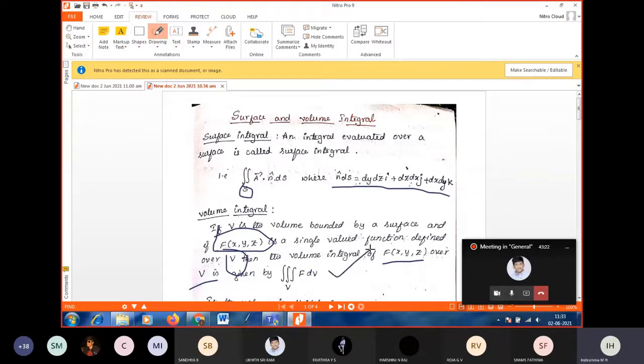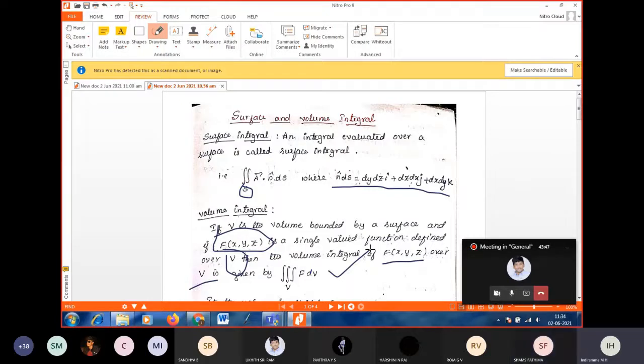Usually a single integral will give us the line integral. What will a double integral give us in general? Area. Triple integral will give us generally volume. So that you discussed in the first sem, right? Application of the integrals.